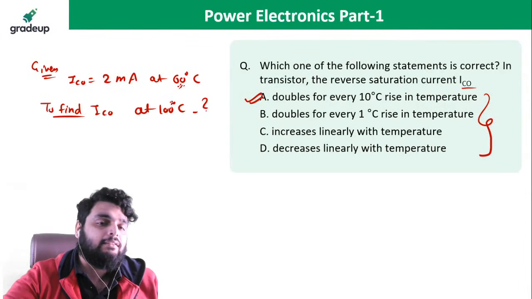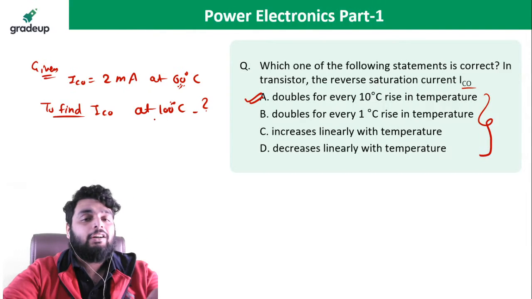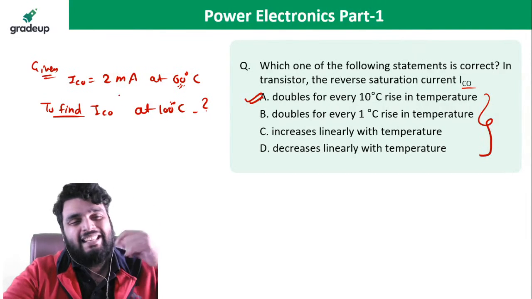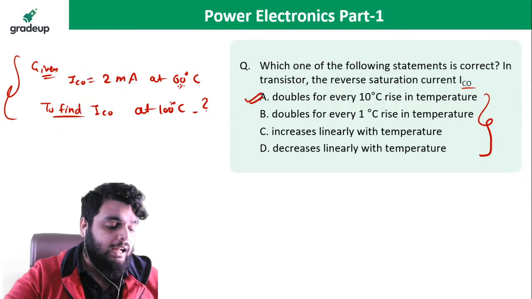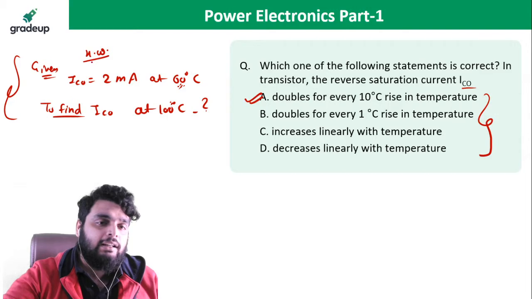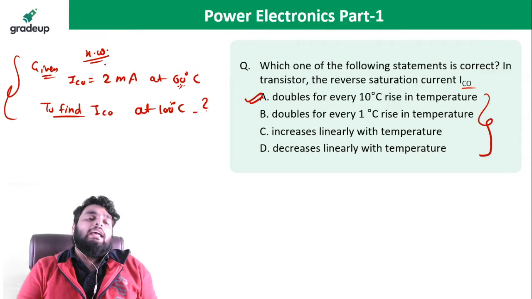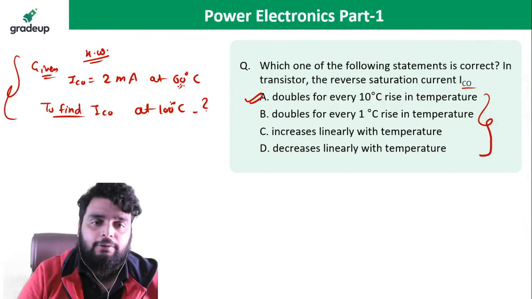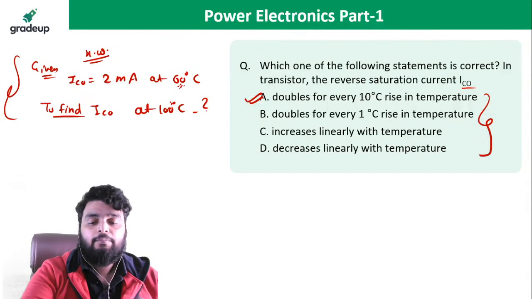When the temperature rises by 40 degrees Celsius, your ICO will also increase. This type of question has been asked earlier. So do this question in homework and give the answer in the comment section: what will happen if I increase the temperature to 100 degrees Celsius?